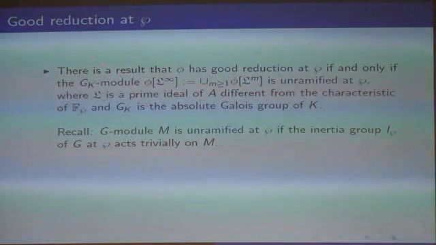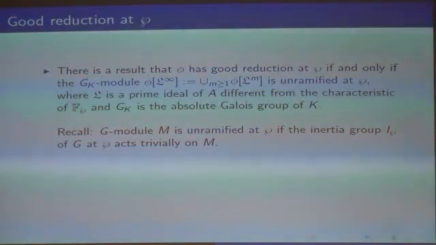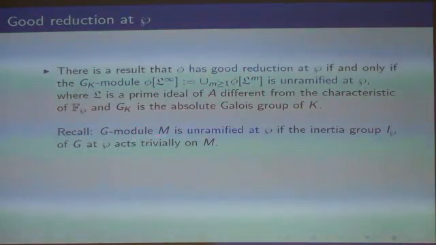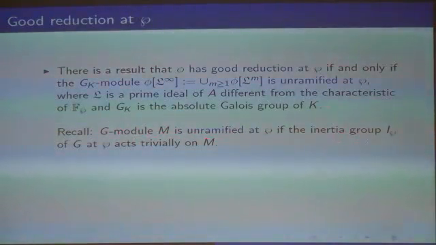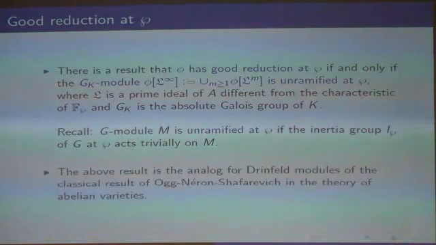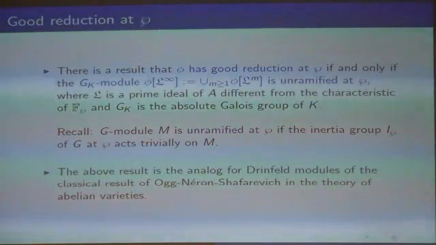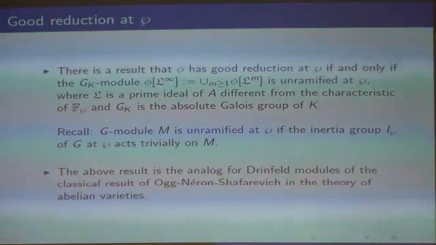And there is a result that phi has a good reduction at P if and only if the collection of all the L torsion, as a G_K module, is unramified at P. And what do we mean in general by unramified at P? That means the inertia group acts trivially there. This result is the analog for Drinfeld modules of the Ogg-Néron-Shafarevich criterion in the theory of abelian varieties.